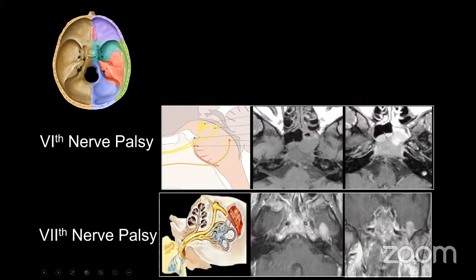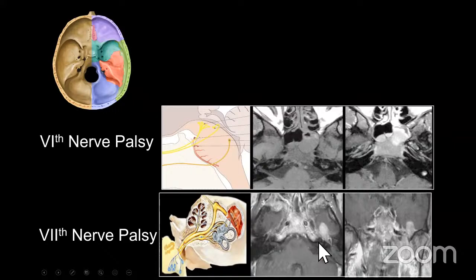Similarly, this was a patient that had a seventh nerve palsy. And so if you have the seventh nerve, you always have to remember the anatomy. So you have the cisternal segment of the seventh nerve, then you have this labyrinthine segment, you have the anterior genu and the tympanic segment, you have the geniculate ganglion, and then you have the greater superficial petrosal nerve.